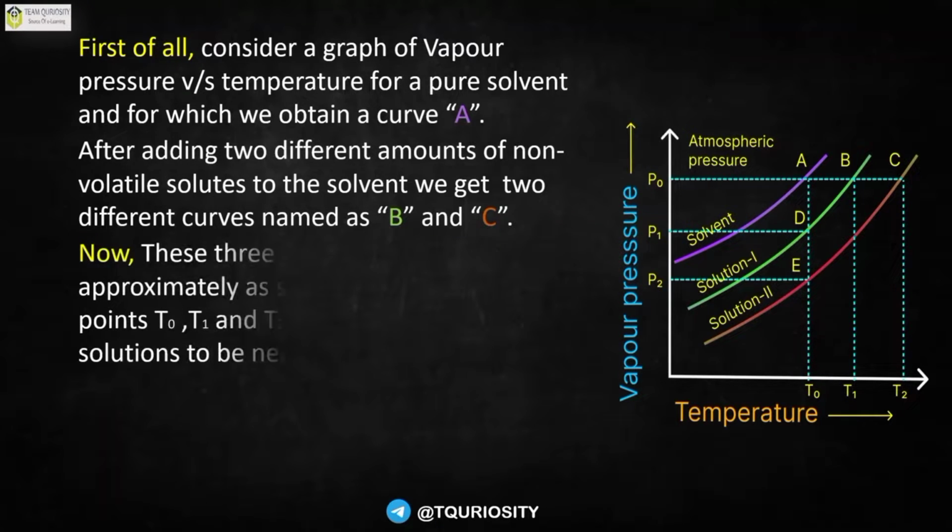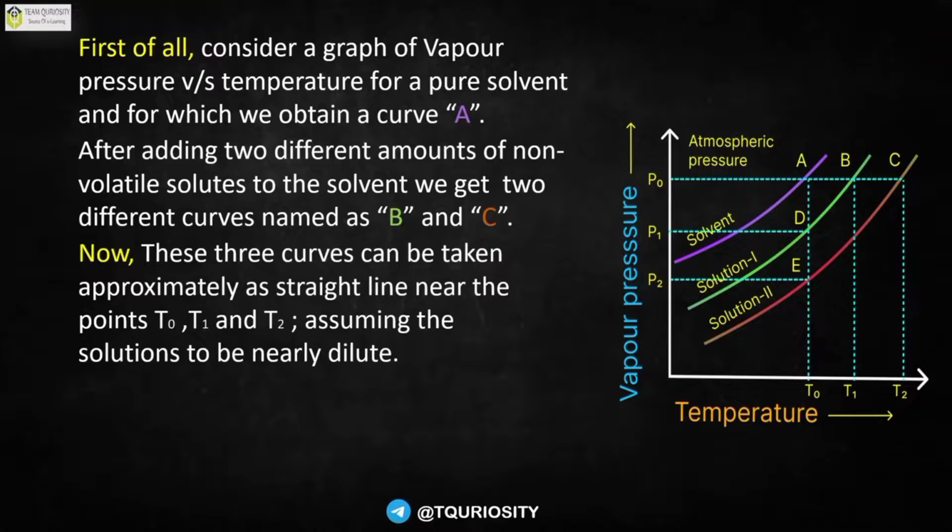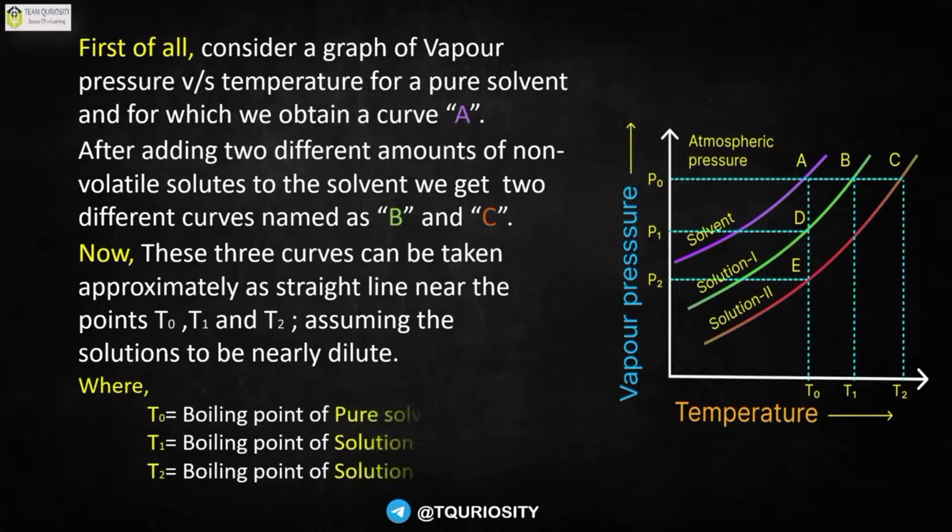Now, if we consider the points T0, T1 and T2, we can see that these three curves nearly become straight lines, assuming the two solutions to be nearly dilute, where T0 is the boiling point of pure solvent, T1 is the boiling point of solution 1, and T2 is the boiling point of solution 2.